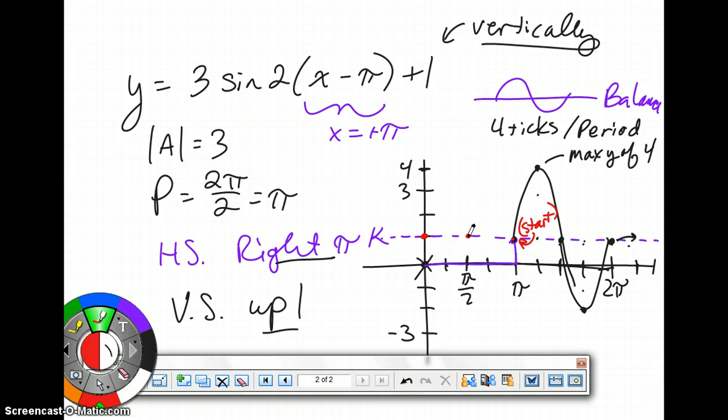Okay, and then you just copy it. So halfway between my first and my second, I'd be up here at 4. Halfway between my second and my third, I'd be down here at -2. And make my little graph.